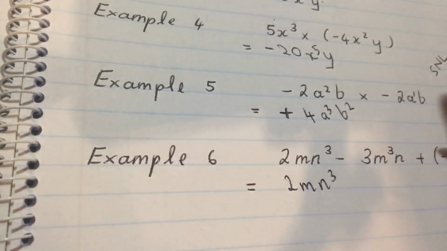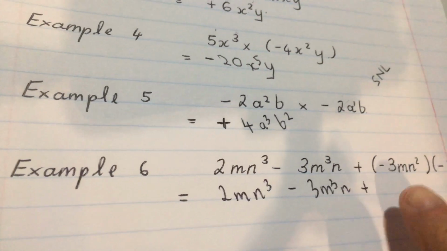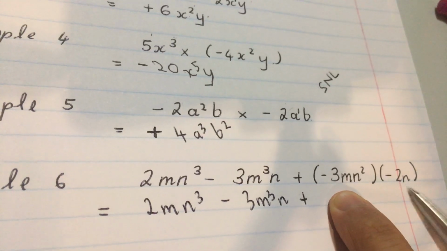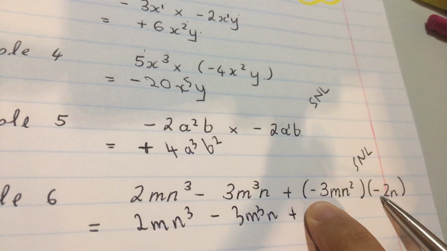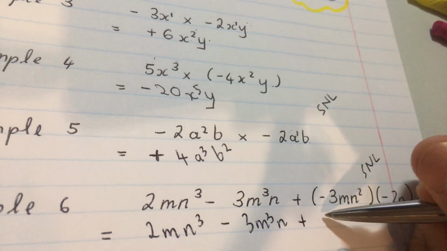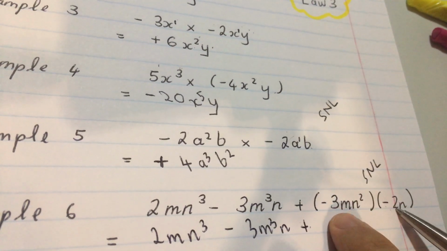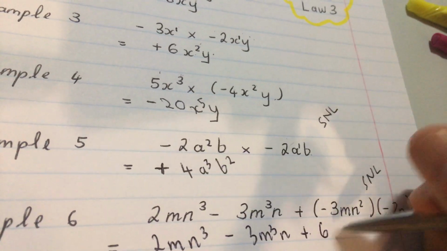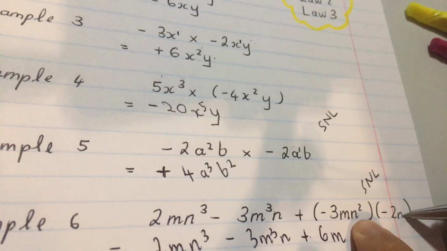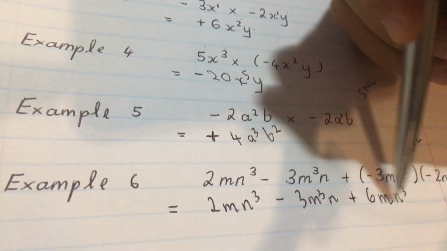So we drop the 2mn cubed, subtract 3m cubed n, plus, and I times this out. Exponential laws. What's first? Sign, number, letter. Signs. So it'll give me a positive. You can put the positive here, but don't, because there's already a positive here. And what's 3 times 2? 6. M, is there any m here? No. So the m stays. And n squared times n, when I multiply same bases, what happens? It becomes n cubed.